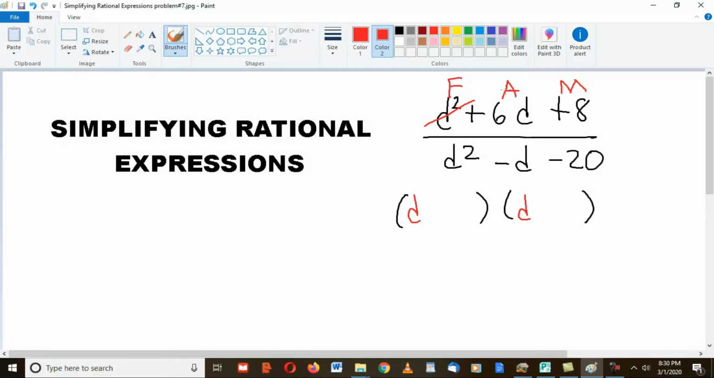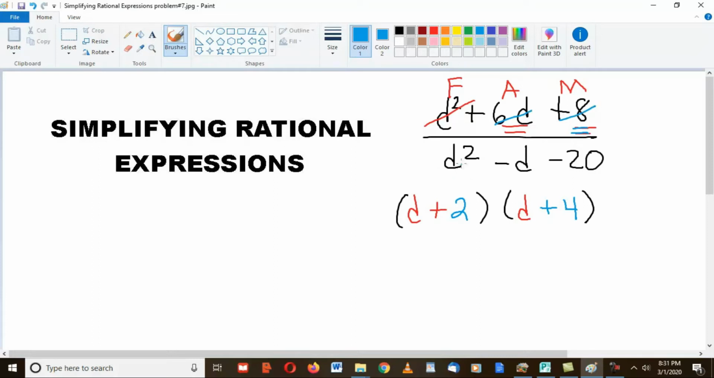Now the next thing here is A, that stands for adding. We're going to add two numbers together that equal 6. At the same time, if we multiply those same two numbers, it's going to give us a positive 8. That's what the multiplication is for here, okay? So we're looking for two numbers that add to 6 and multiply to 8. I would try 2 and 4. If we add 2 and 4, we get 6. If we multiply them, we get 8. That's what we need, so we're done with the top part.